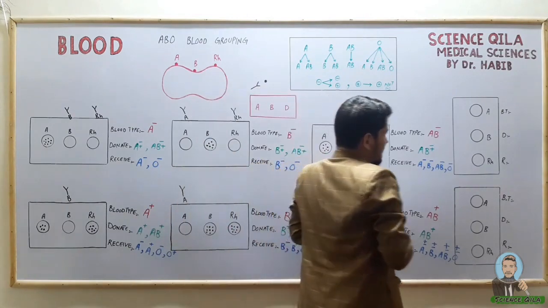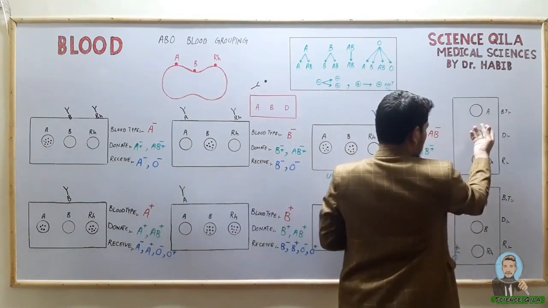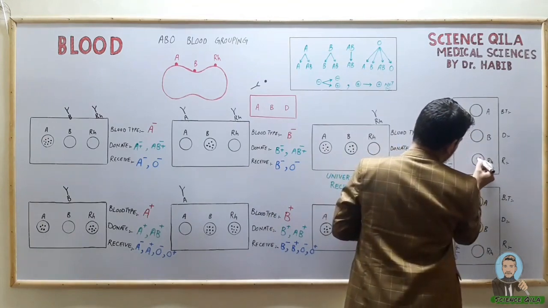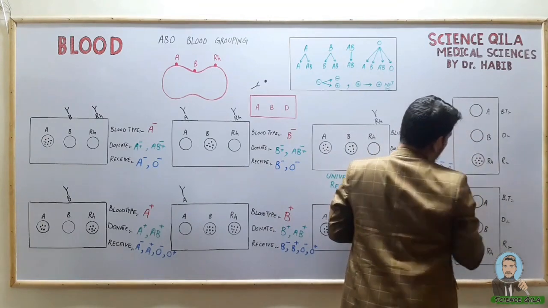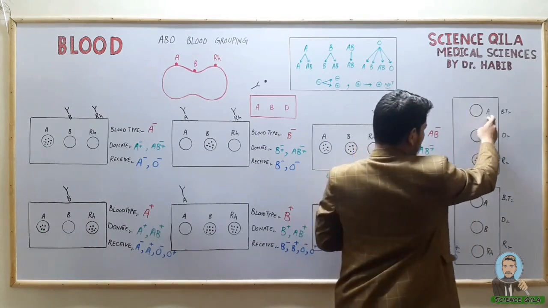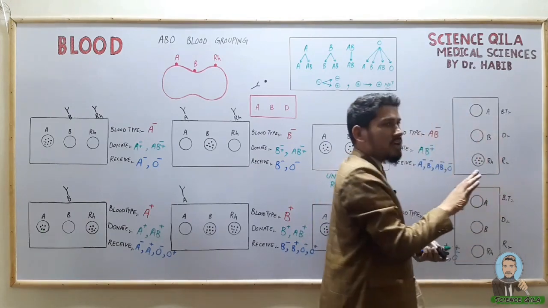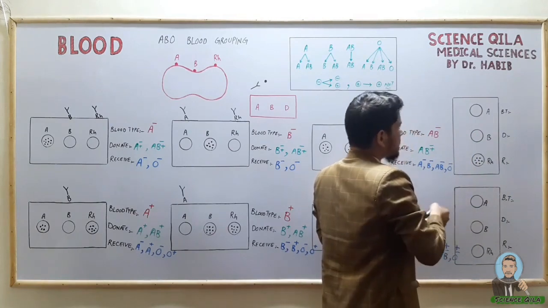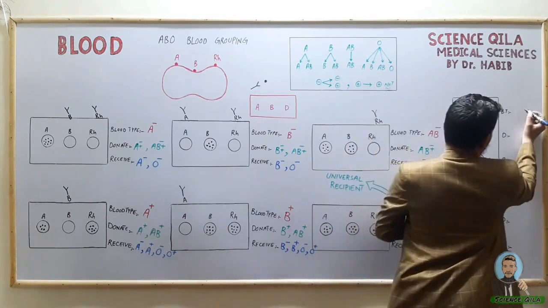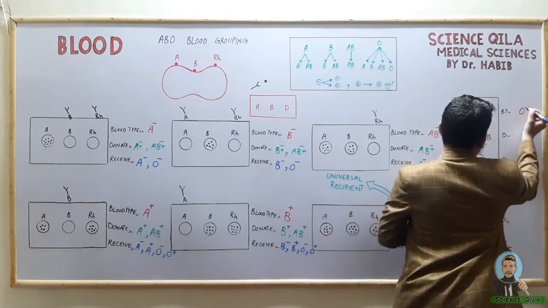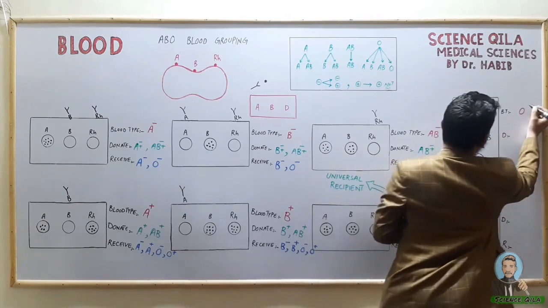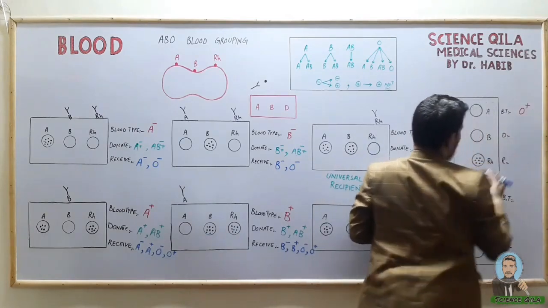Okay, in this case, let's suppose there is no agglutination on A and B, but there is agglutination on RH. So it means there are no antigens A and B on the surface of RBC, and we'll type the blood as O. And you can see over here that the blood type is O, and RH factor is present, so it means it is O positive.